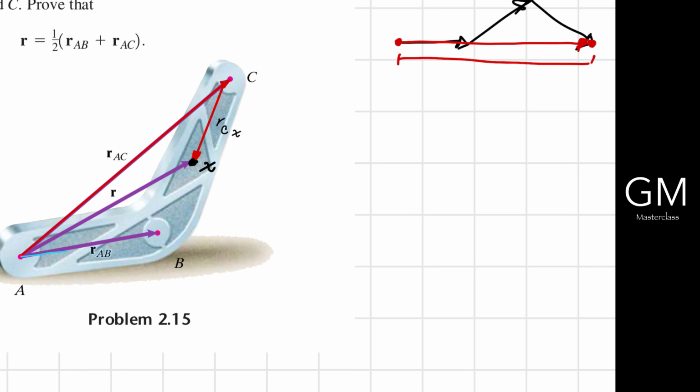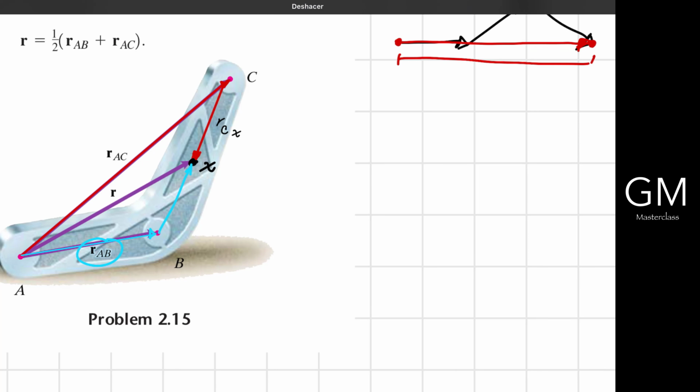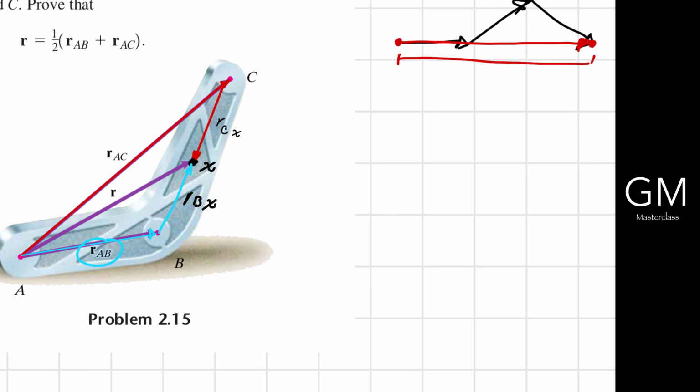And the same thing goes for this one. As you can see right here, r_AB plus r_BX is going to be equal also to r, right? So let me write down this information. r_AC plus r_CX is equal to r, and r_AB plus r_BX is equal to r, right? So we have our first and second equation.